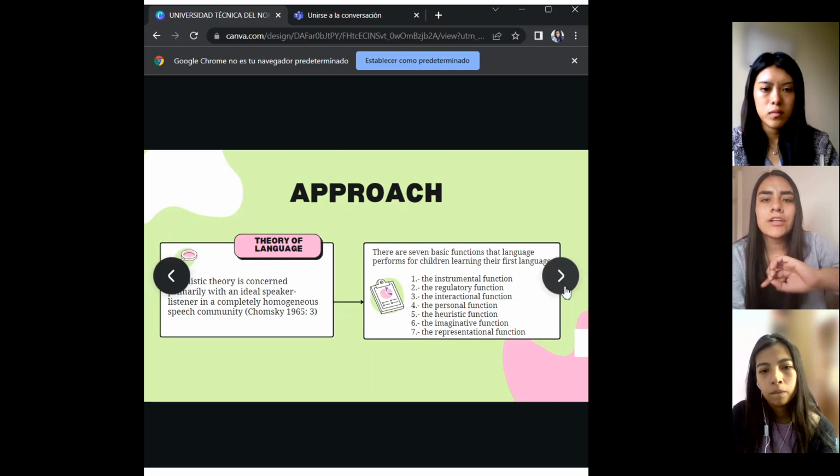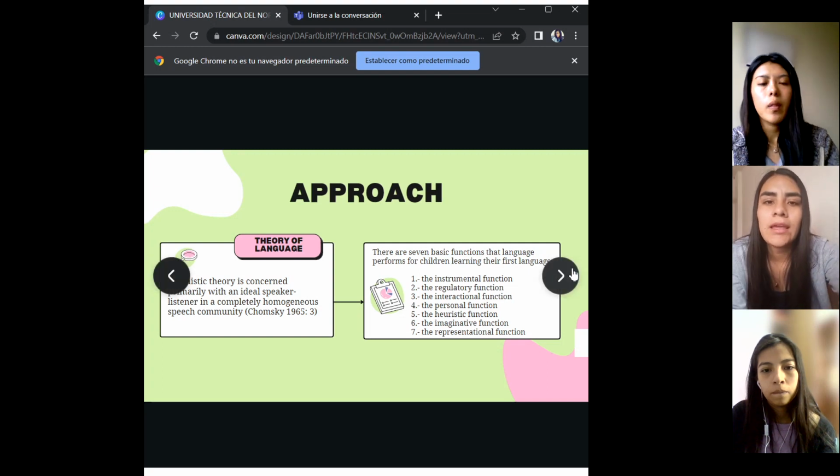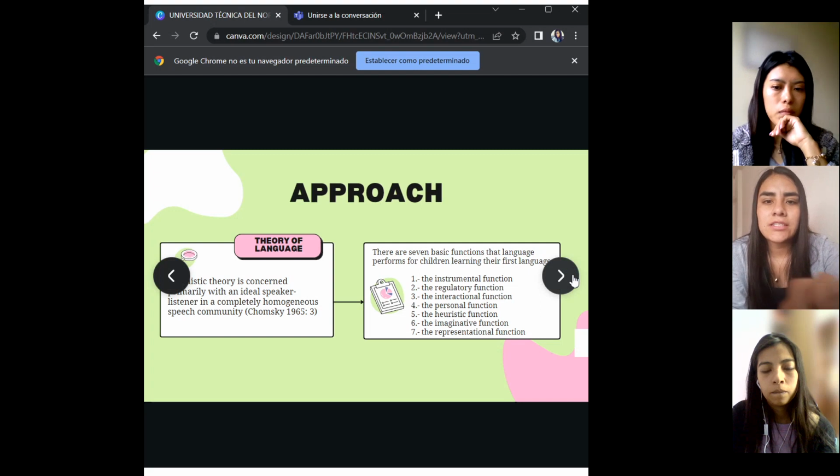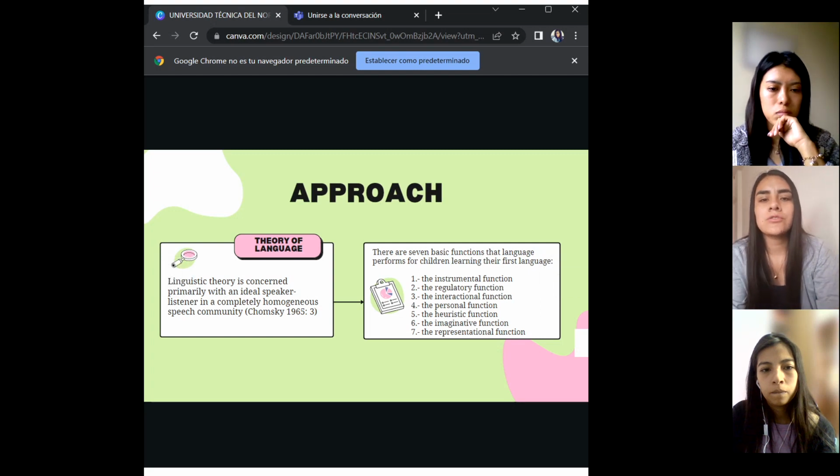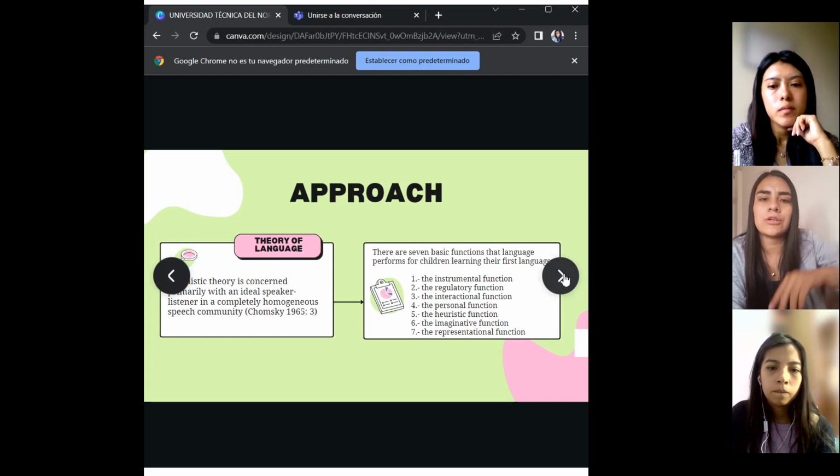Approach. Theory of language. Linguistic theory is concerned primarily with an ideal speaker-listener in a completely homogeneous speech community. There are 7 basic functions that language performs for children learning their first language: the instrumental, the regulatory, the interactional, the personal, the heuristic, the imaginative, and the representational function.